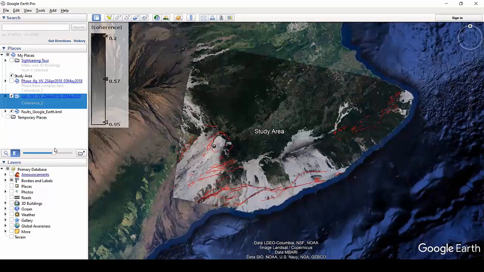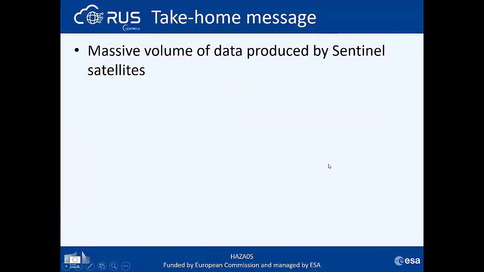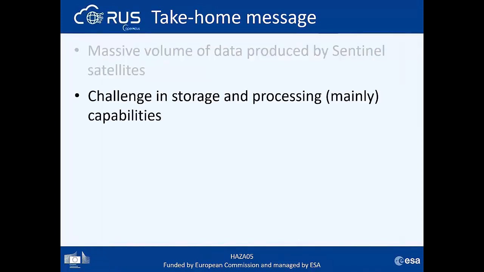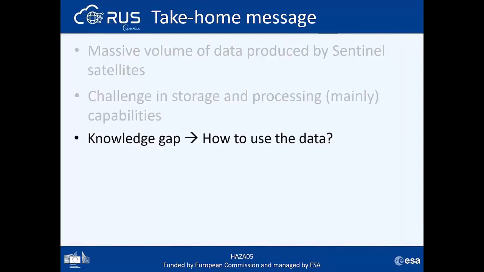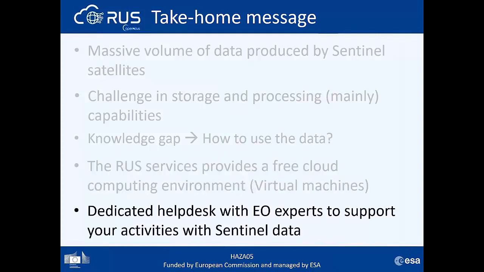Now that we have finished with this part, I have something last to tell you. With the new Sentinel satellites, the challenge in satellite remote sensing is no longer data availability, but rather how to store and process all the information. In addition to that, it is necessary to explain how the data can be used and support users in their applications. The RUS service is here to solve those problems by providing virtual machines to store and process the data, and by offering a dedicated help desk supported by a team of remote sensing experts to help you in your project with Sentinel data.